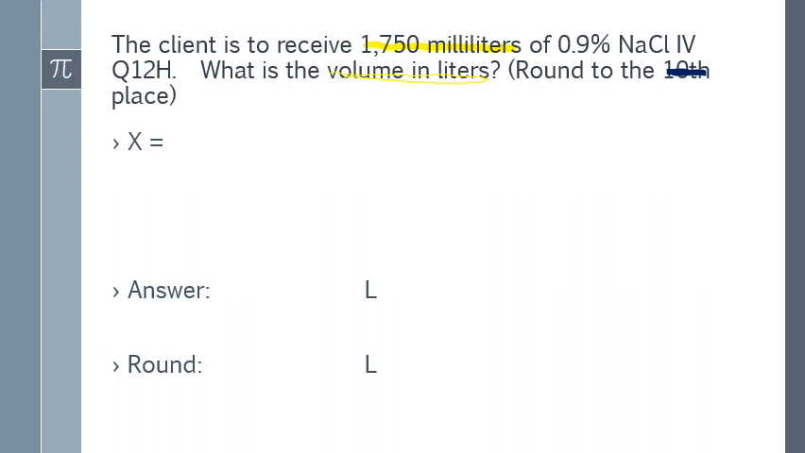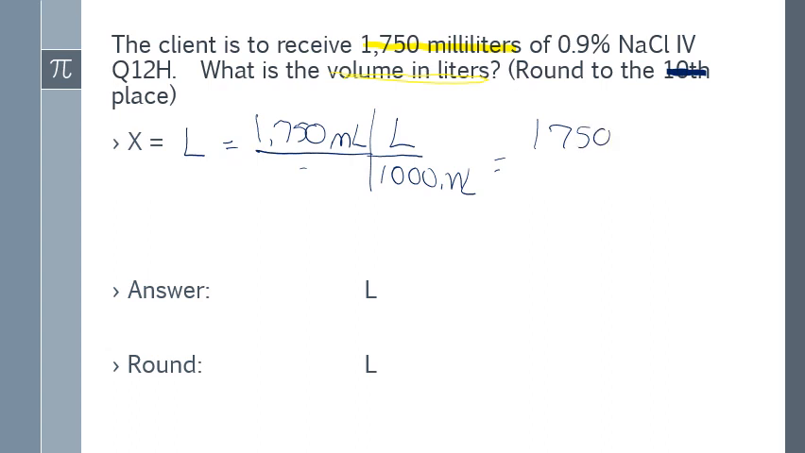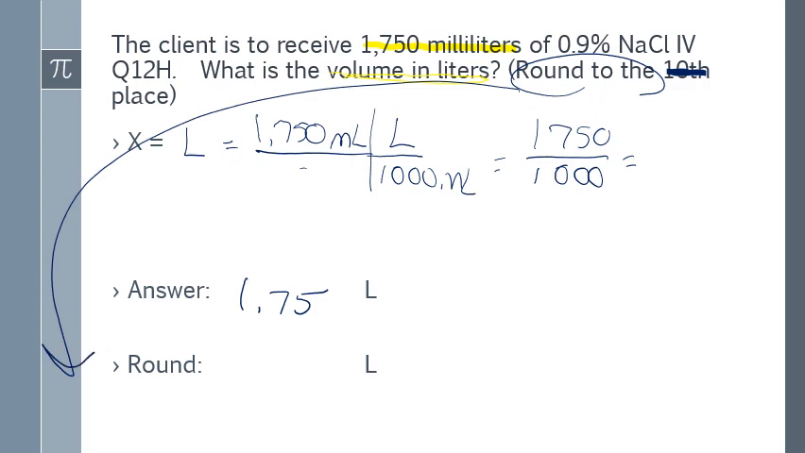So we are solving for liters, and we know that we have 1,750 milliliters, okay? And we know that we have to have liters on top because that's where we need to be. So in a liter, we know that there is 1,000 milliliters. So now all you have to do is divide, and you come up with 1.75 liters. But wait a minute, got to make sure we round, and we're rounding to the 10th. So we need to look at this number, and the 5 tells us that the 10th placeholder needs to go up. So our final answer will be 1.8 liters.